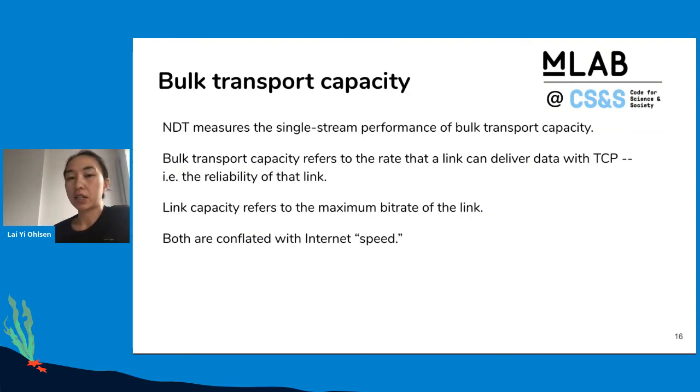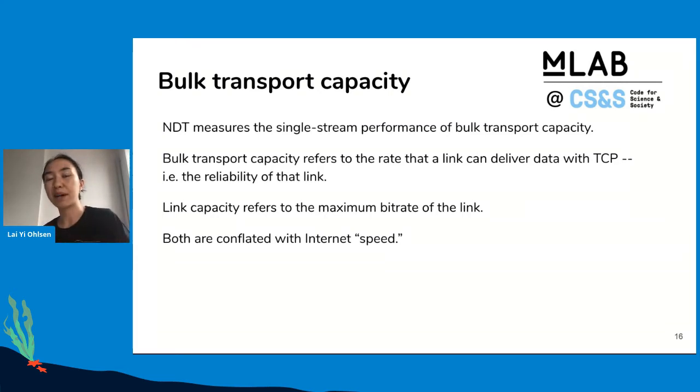Link capacity, on the other hand, is another measurement that refers to the maximum bit rate of that link. What gets confusing is that both of these terms are conflated with internet speed. There's actually no good definition of what we mean by internet speed. Bulk transport capacity is a type of measurement of speed. So is link capacity, and both are referred to as a speed test. However, they're measuring entirely different things, and there's no necessary benefit to one over the other. It's not that because we measure bulk transport, it's better. There's no right or wrong way to measure. It's just a different measurement.